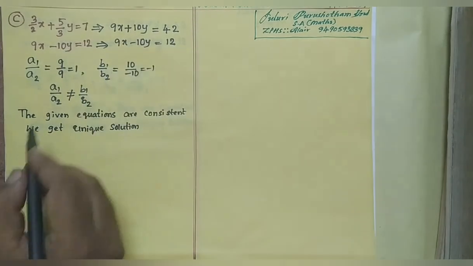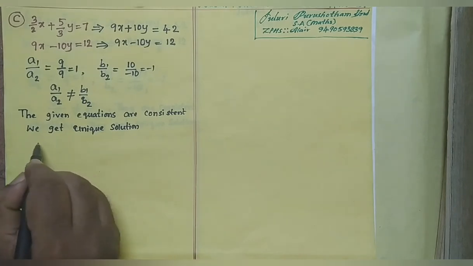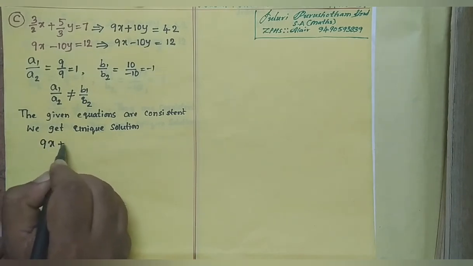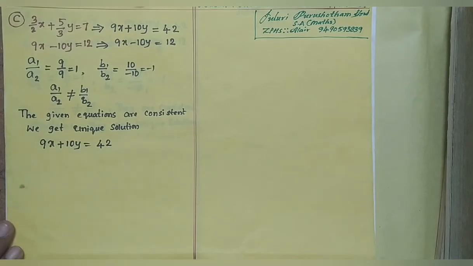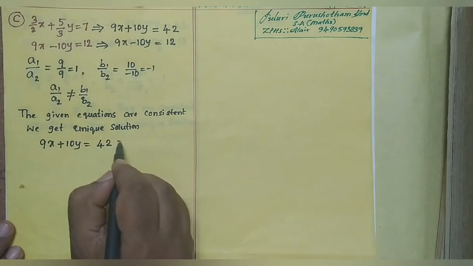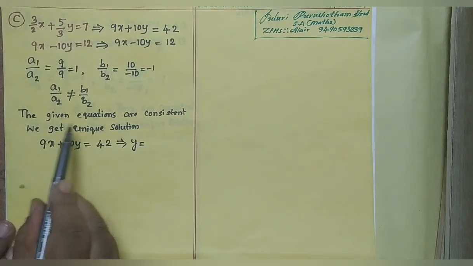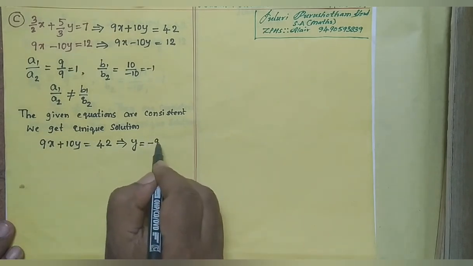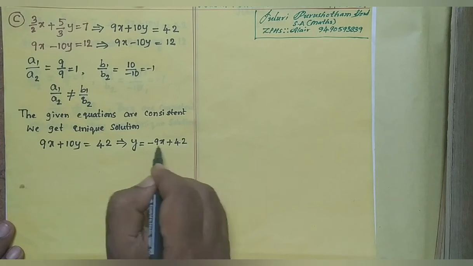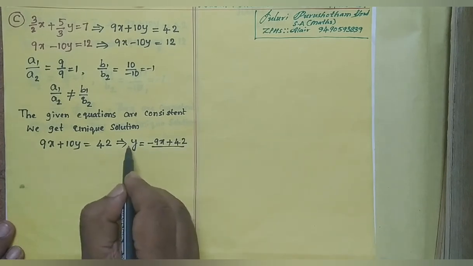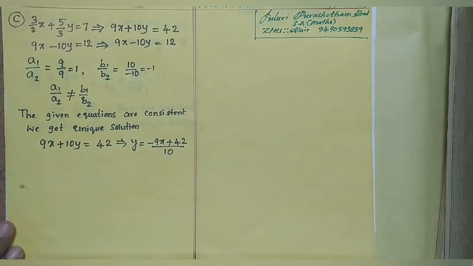You have to take the first equation here. That is 9x plus 10y is equal to 42. This is our first equation. You have to convert this to make y the subject. When y is the subject, 9x shifts to that side and becomes minus 9x, and the plus 42 is already on the right side, all divided by 10. The coefficient of y is 10, and that 10 shifts to this side and becomes divided by 10.